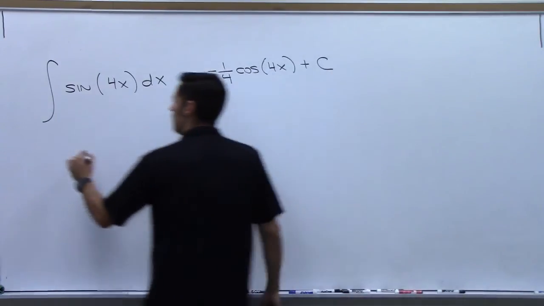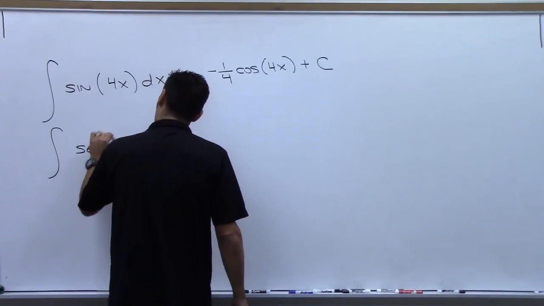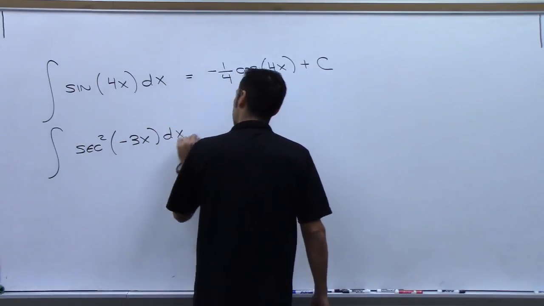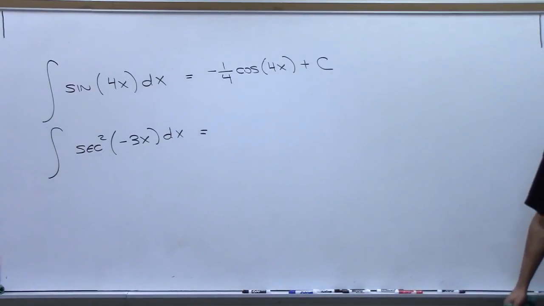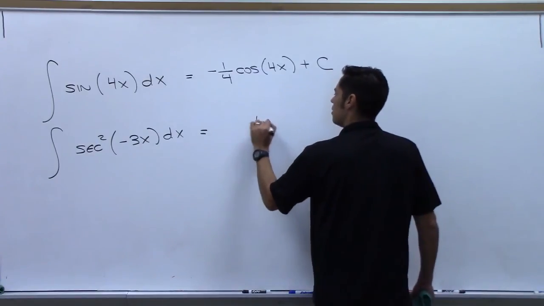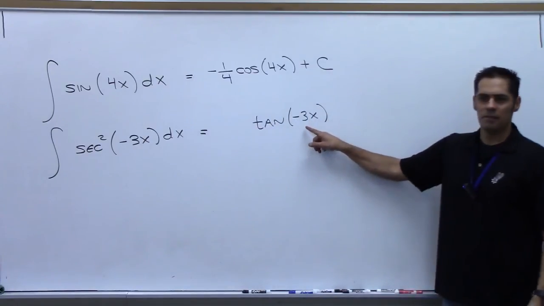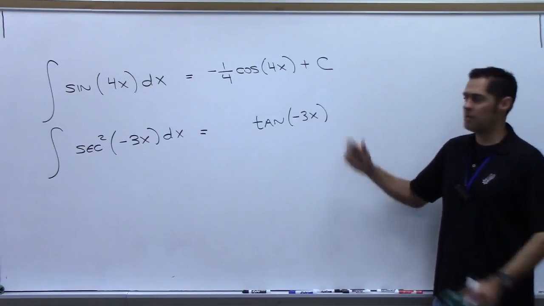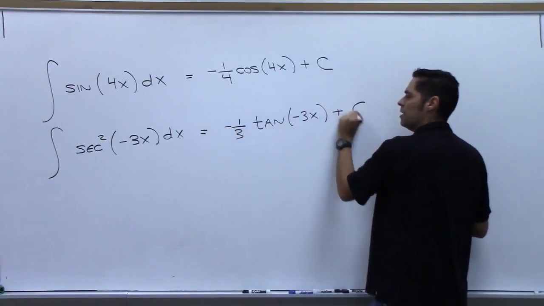Let's do another one. Antiderivative of secant squared of negative 3x dx. So what's the antiderivative of secant squared? Tangent. So this should be tangent of negative 3x, right? But you have to scale it because you don't want that 3 to pop out. And negative 3 would pop out. You don't want that. So what are you going to have to put in front of this? Negative 1/3 plus c.